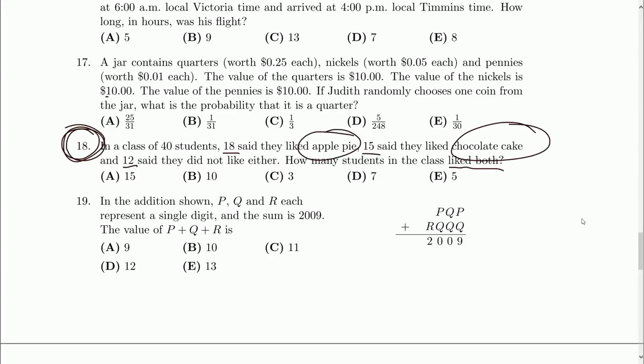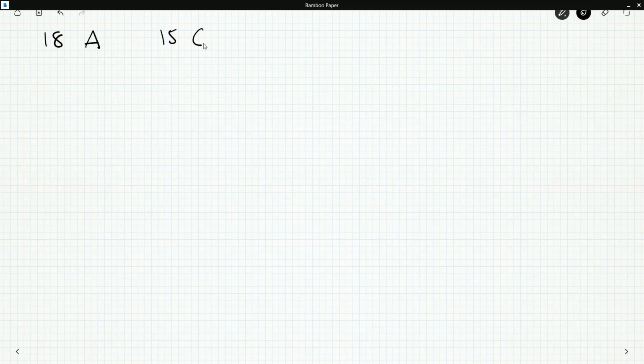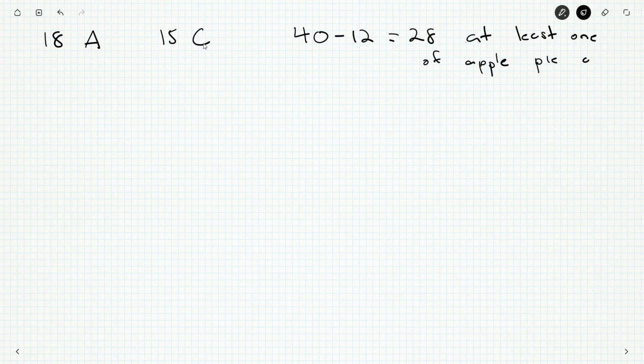Okay, this is a very basic inclusion-exclusion style question. How do we count these sorts of things? Well, we know that 18 liked apple pie. I'm just going to abbreviate that as A. And we know 15 liked chocolate cake. We know there's 40 students in total, and 12 didn't like either, so not apple or chocolate. So that's going to give me 28 liked neither. Or not 28 liked neither, 28 liked either, at least one: apple pie or chocolate.